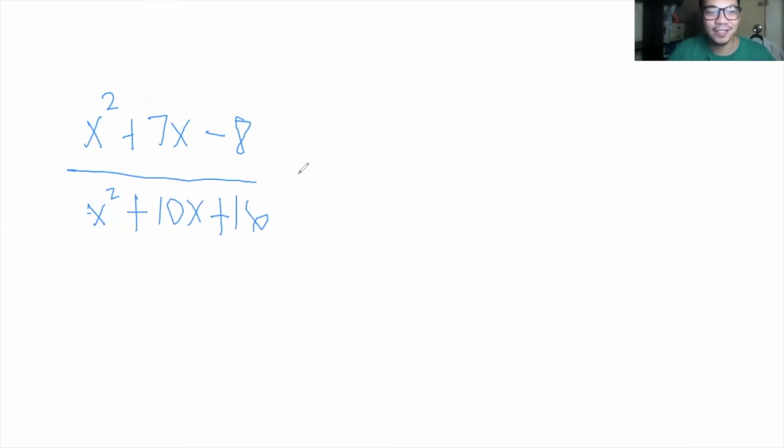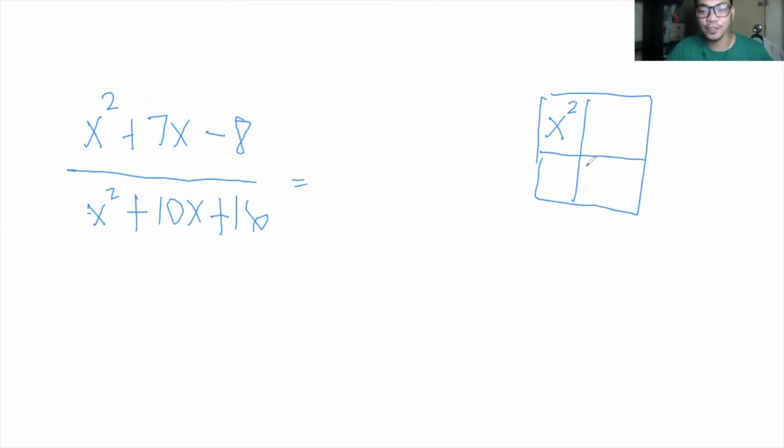Okay, the last one is x squared plus 7x minus 8 over x squared plus 10x plus 16. So again, I will be doing the window method to illustrate how to factor the first expression in the numerator. We have x squared, we copy the first term here, and this is the last term. Okay, and then we multiply. So we have x squared times negative 8, which is negative 8x squared.